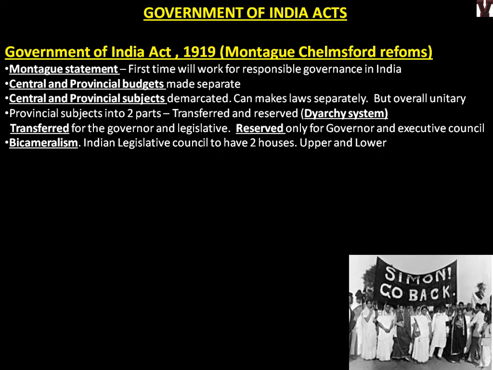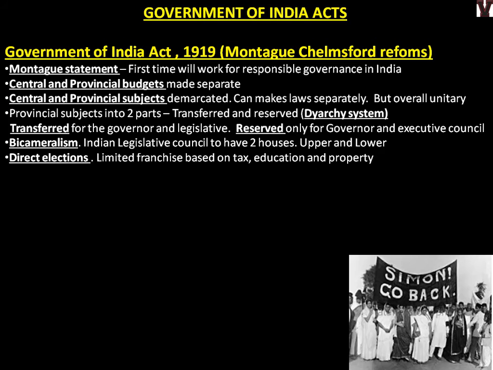Bicameralism was introduced for the first time. So these kind of keywords is what UPSC ask usually in all the prelims. Indian Legislative Council have two houses now. Like we have now the Lok Sabha, Rajya Sabha. They divided this for the first time in 1919 Act.